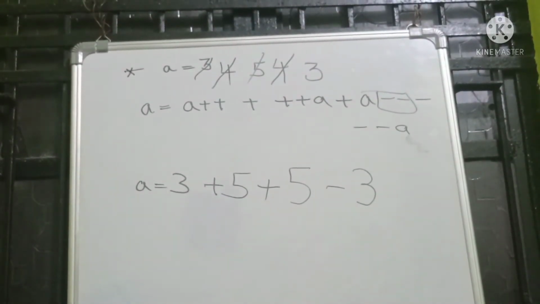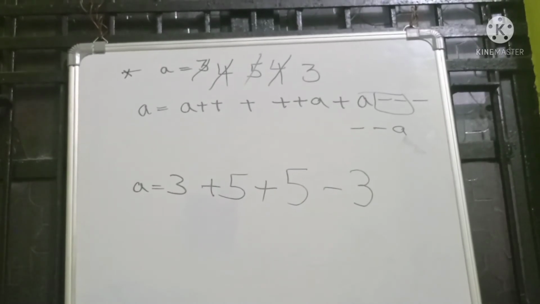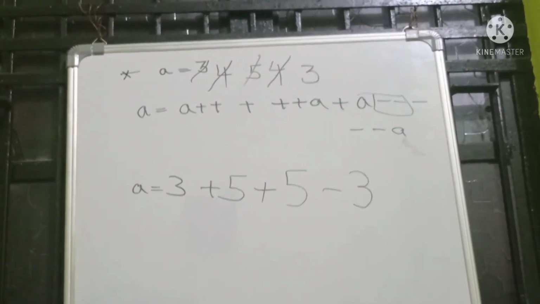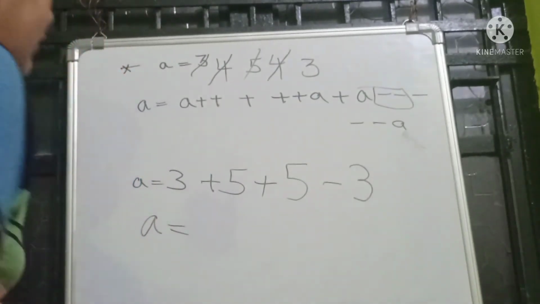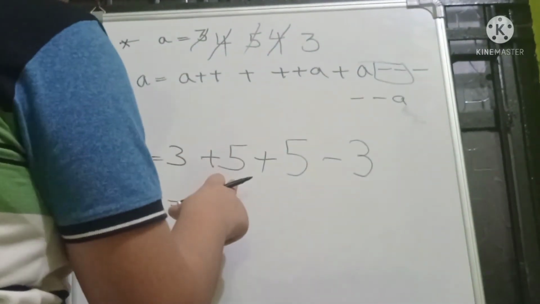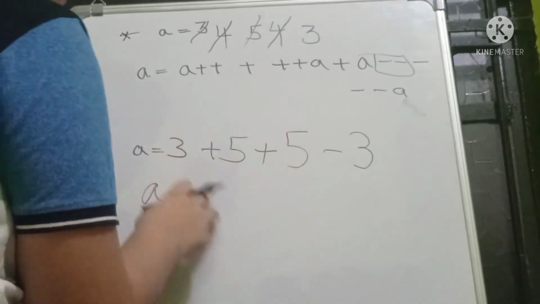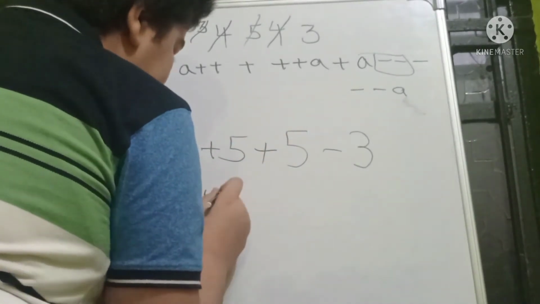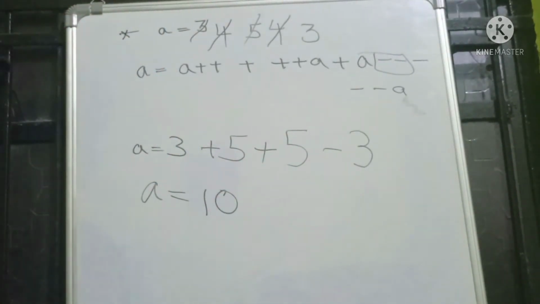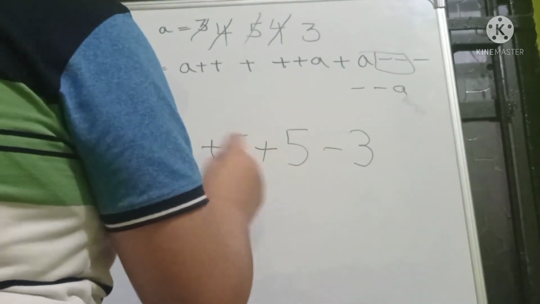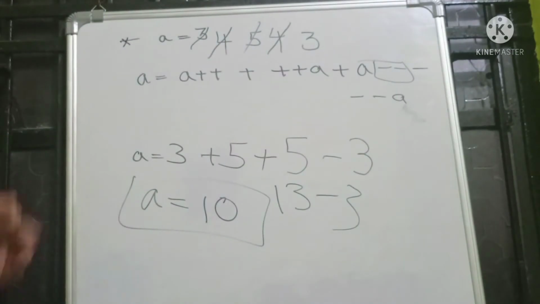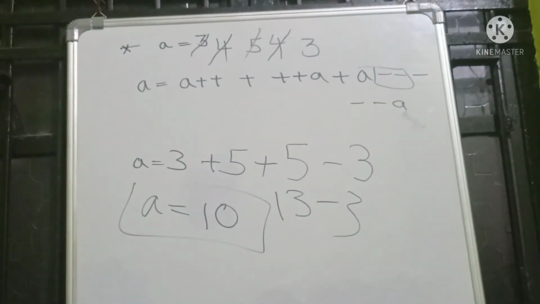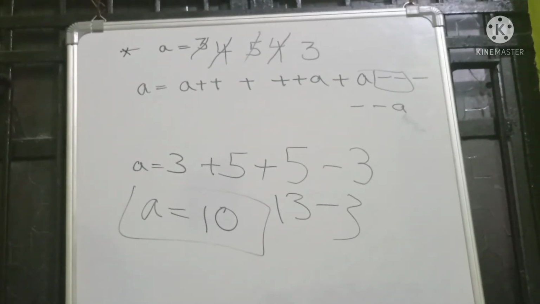3 plus 5 minus 3. So a is equal to, what will it come? 5 plus 5, 10, 13 minus 3, it will come 10. You will write one more step. 5 plus 5 plus 13 minus 3, and then it will become 10. So this is the question that we did. I am going to give you some more interesting questions on this.